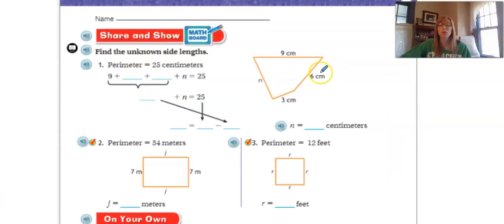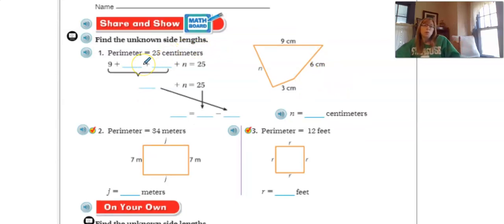We're going to keep moving on. Here's our share and show. We're going to move right past the share and show. And it says perimeter equals 25 centimeters.